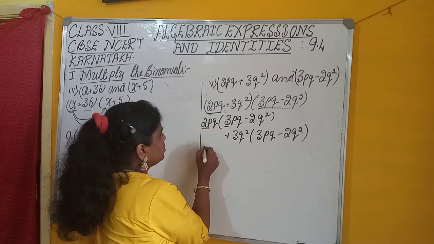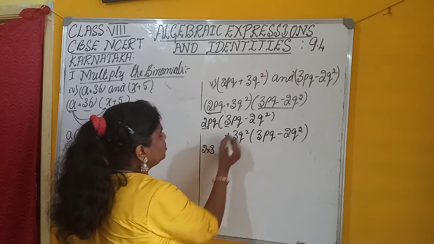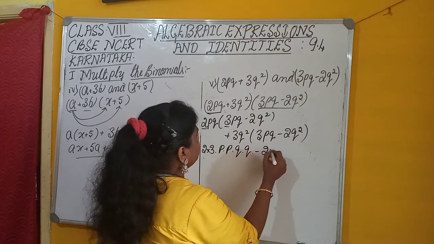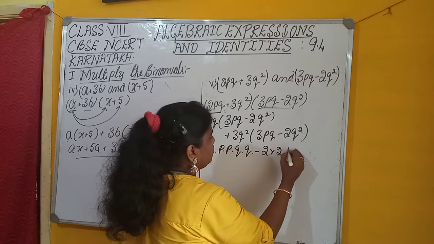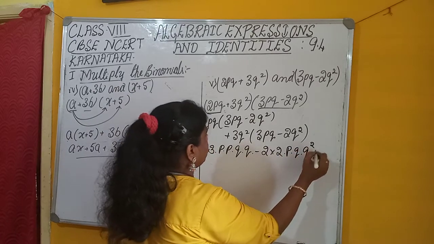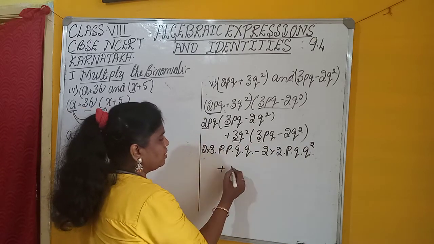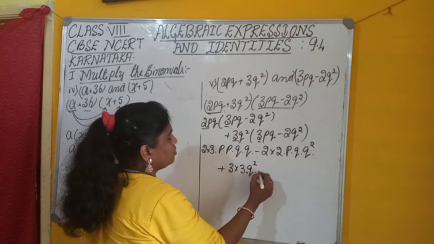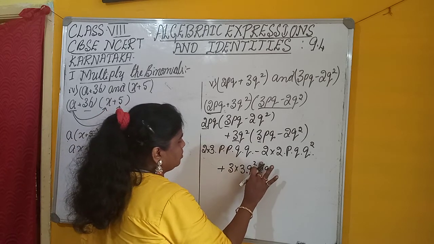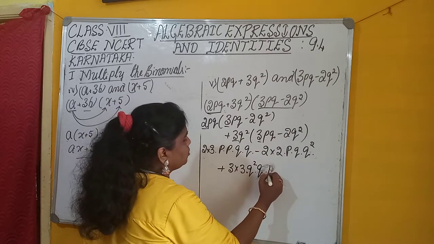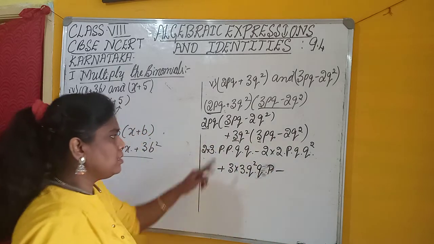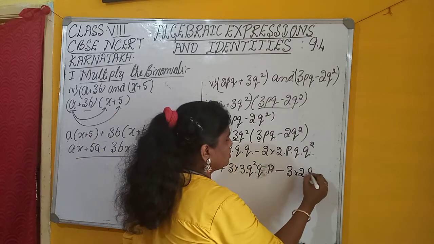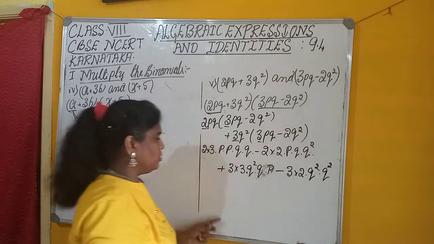Now, multiply this. 2 into 3, p into p, and then q into q. Minus is there, and then 2 into 2, the numerical coefficients, and p, q, q square. Okay, students. Now plus 3 into 3, q square into p q, q and p, plus into minus is minus, 3 into 2, q square into q square. I hope you understood. Isn't it?